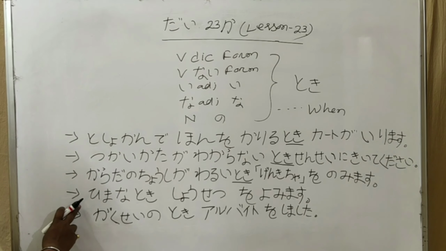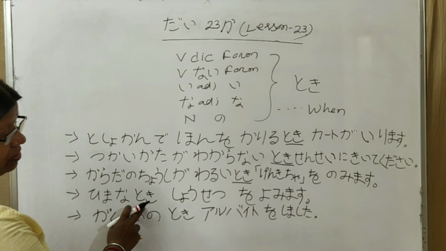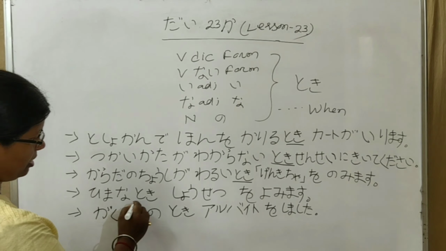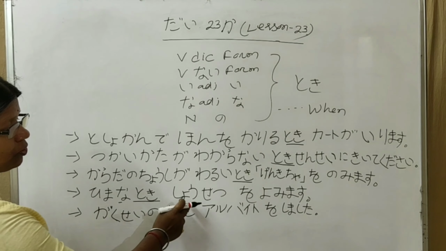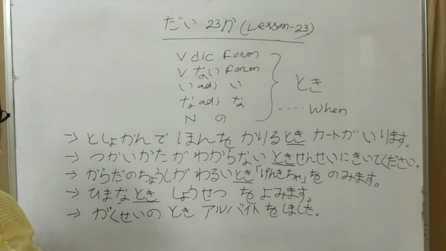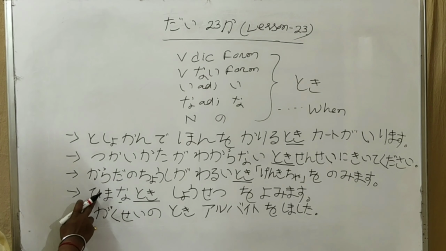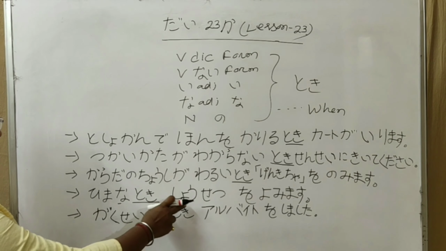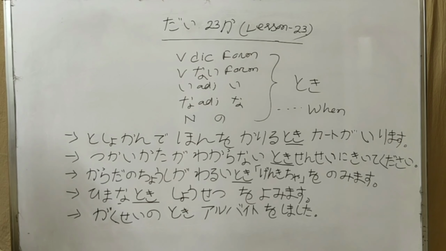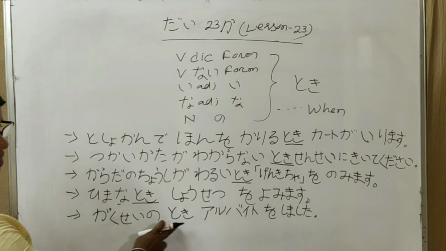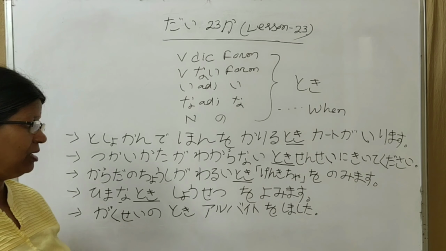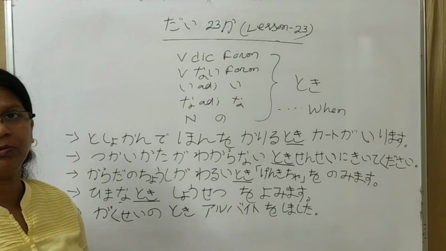Next, come to the sentence. Himana toki sousechi o yomimasu. Himana toki, sousechi o yomimasu. Read the novel. Himana toki, when I have free time, I read the novel. Gakusei no toki arubaito o shimashita. When I was a student, I did a part-time job.